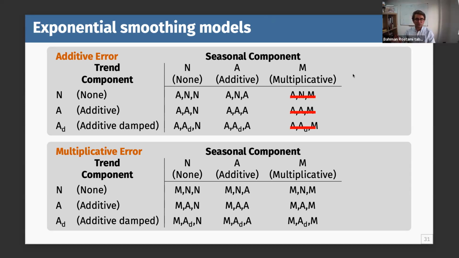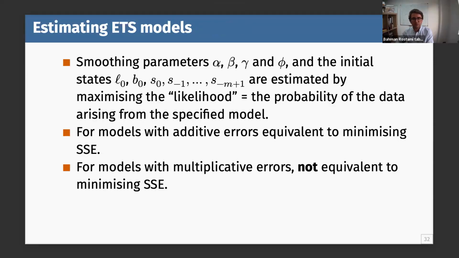Okay, so to summarize, in ETS, we have different components. We combine them in different ways, and then we have different parameters that we need to estimate that allow us to control how the rate of these different components can change over time.